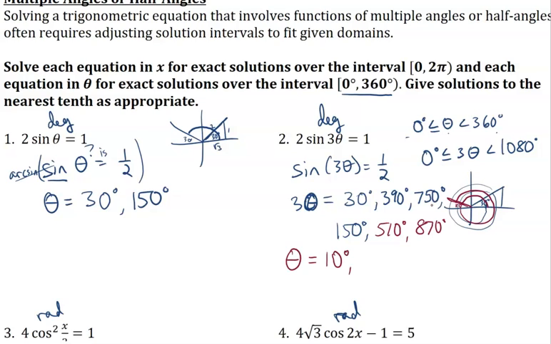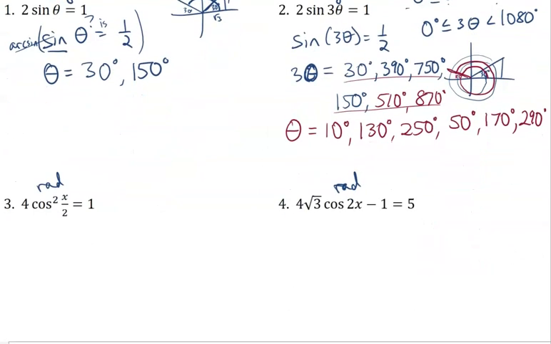It can be 130 degrees. It can be 250 degrees. It can be 50 degrees. It can be 170 degrees, or it can be 290 degrees. Okay, so that's dividing all 6 of these values by 3. So these are all of the possible values from 0 to 360 where the sine is equal to positive 1/2. Okay? All right, let's do another example here.